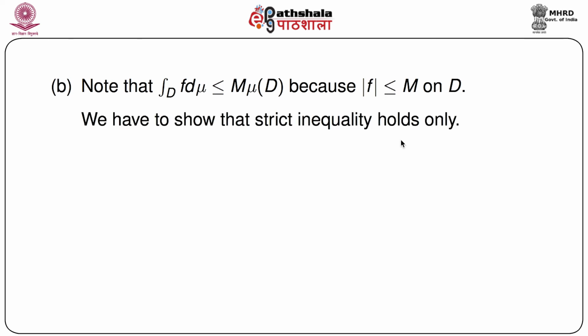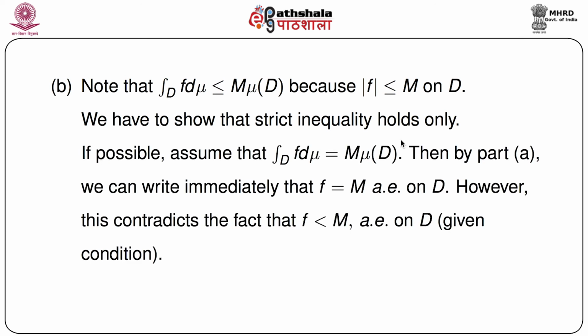Now, the second part follows similarly. Note that the integral over D of f dμ is less than or equal to M μ(D) because |f| is less than or equal to M on D. Then we have to show only that the strict inequality holds, because the other part is obvious, it is either less or equal to M, but we have to show that it is less than M. So, the strict inequality part.